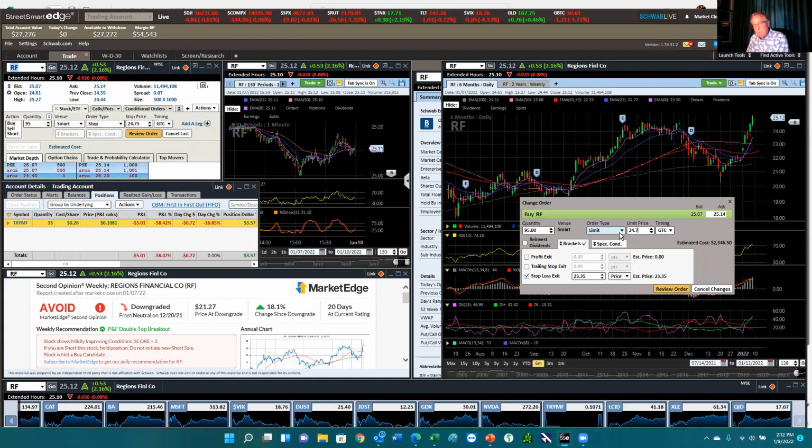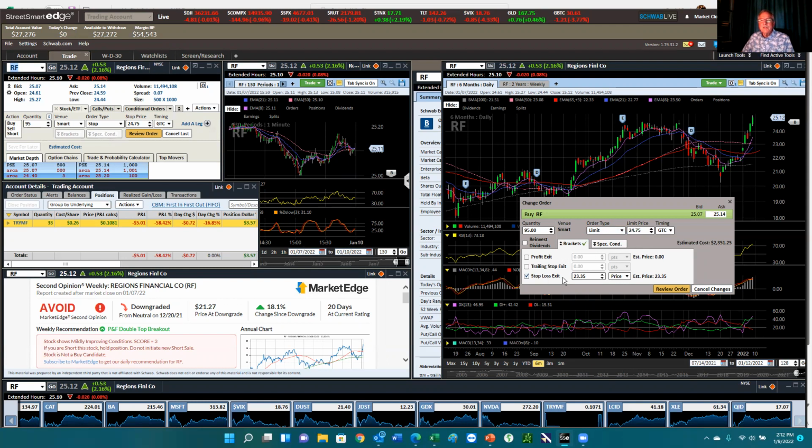24.75. That's something you have to really be careful of. If you're going below, it's not a stop. For buying, a stop is above and a limit is below. For selling, a stop is below and a limit is above. See all these little things that can get you.